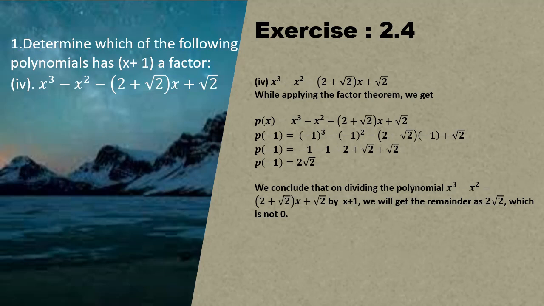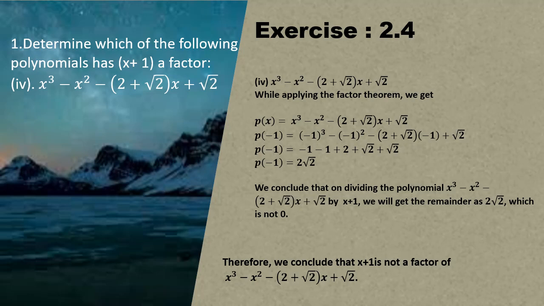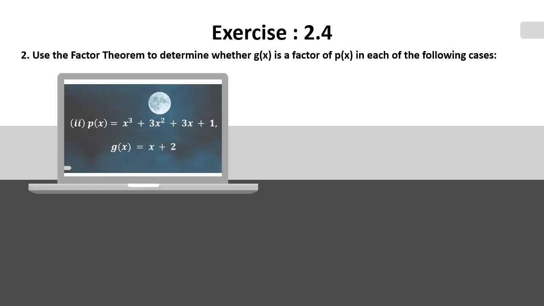equal to 0. Therefore, x plus 1 is not a factor of the given polynomial, because the remainder is not equal to 0. Now we proceed to the next question: using the factor theorem, determine whether g of x is a factor of p of x in each of the following cases. The first part is given p of x equal to x cube plus 3x square plus 3x plus 1 and g of x is x plus 2.